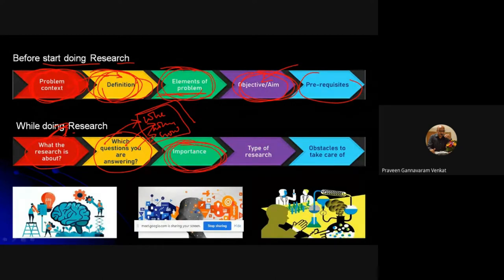Without importance, what is the use of doing this PhD? So you have to feel the importance of the PhD, and you have to make others feel the importance of our PhD. The next one is the type of research, whether it is a classical one, a basic one, or an applied one. So the type of research is also most important.